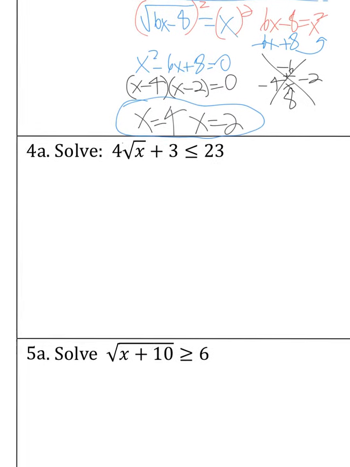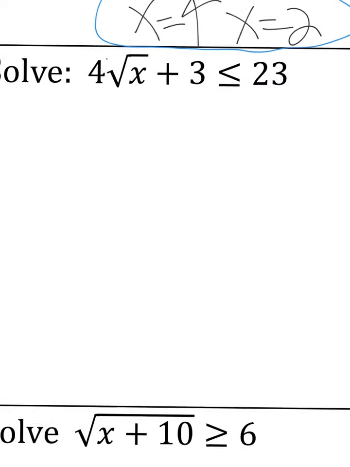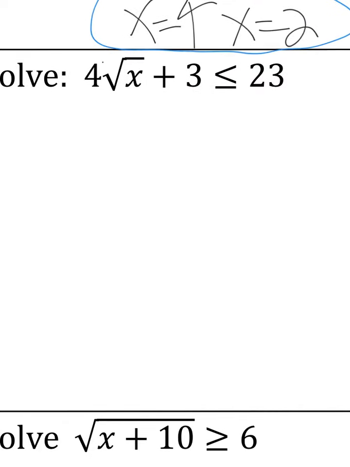So for A, you have an inequality. So with the inequality, you should solve it like normal. Always start with adding or subtracting first. And I'll minus 3 to the other side. And that's going to give me positive 20.